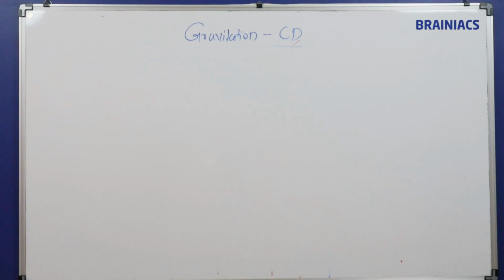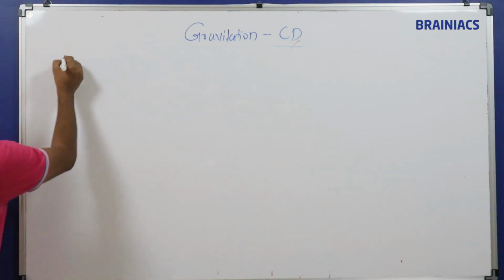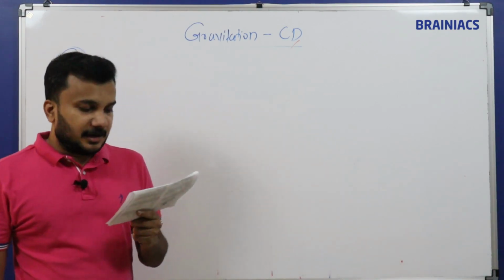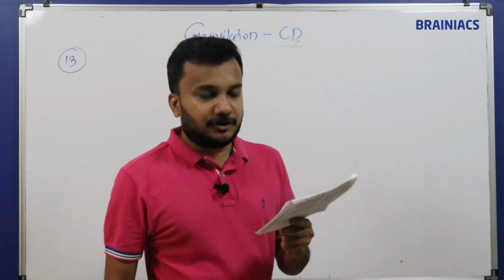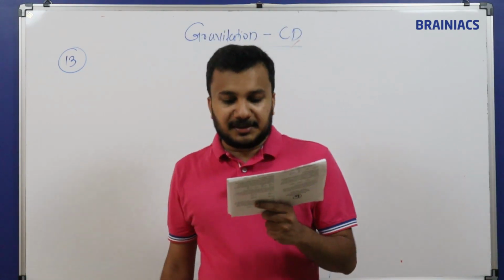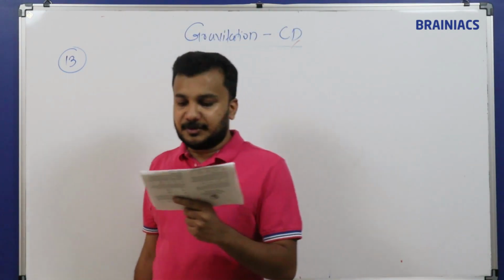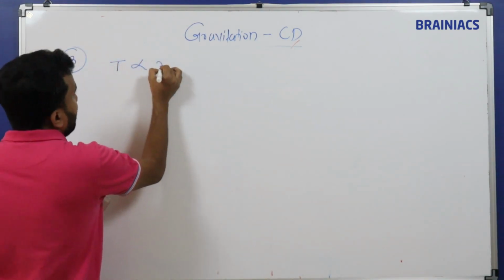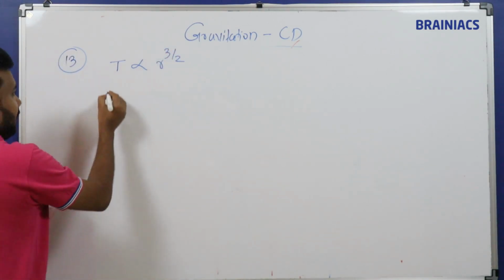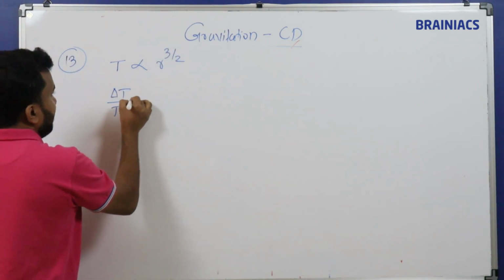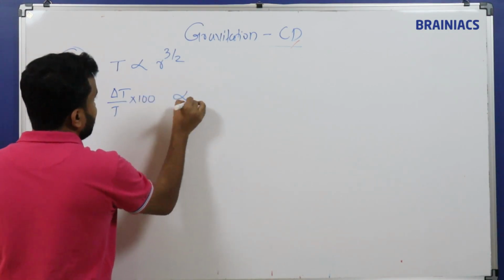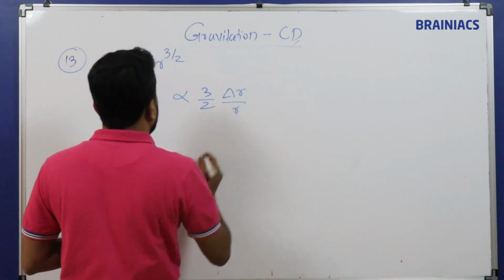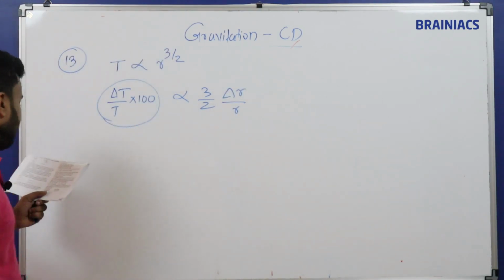Fine. The 13th question is speaking about, we'll see, a satellite is launched in a circular orbit of radius r and another satellite is launched in a circular orbit of radius 1.01 r. The time period of the second satellite differs from that of the first satellite by what? Time period, we know T is proportional to R raised to 3 by 2. So to find out the percentage, delta T by T into 100, this is what we call the percentage error, which is equal to 3 by 2 into delta R by original R.